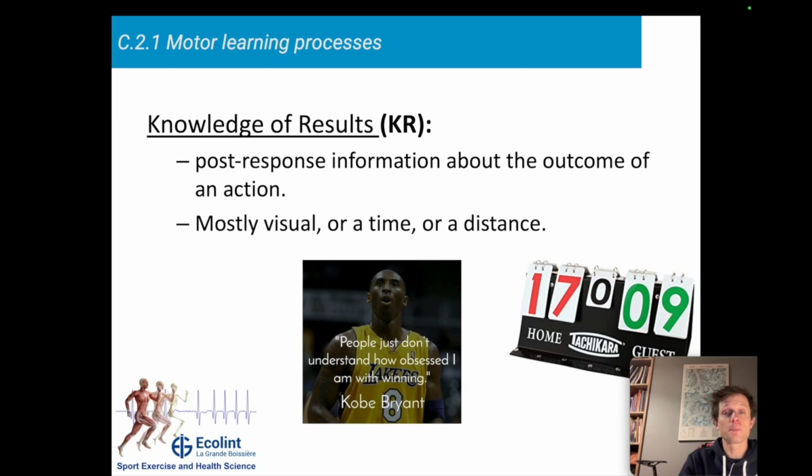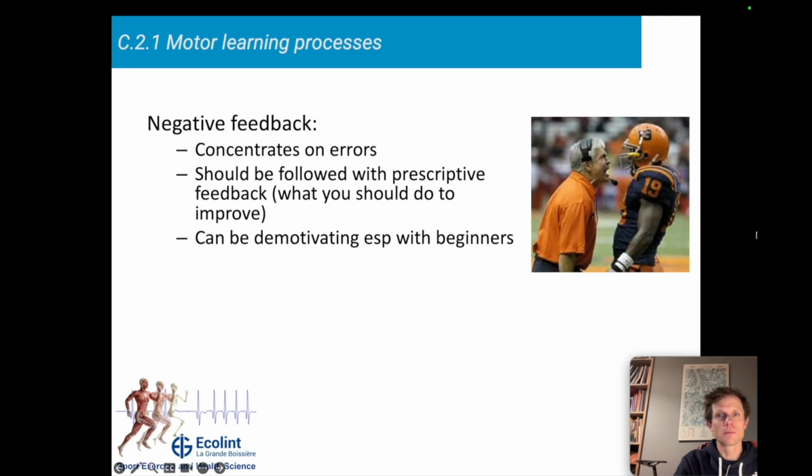Things like that. One of the problems with being obsessed with knowledge of results feedback is that we only care about whether we won or lost. We're not really interested in examining why we lost or whether our performance was good, resulting in a good result. In this case, we can see athletes becoming obsessed with just winning and not attributing enough importance to the performance themselves. Next, we're going to talk about negative and positive feedback.